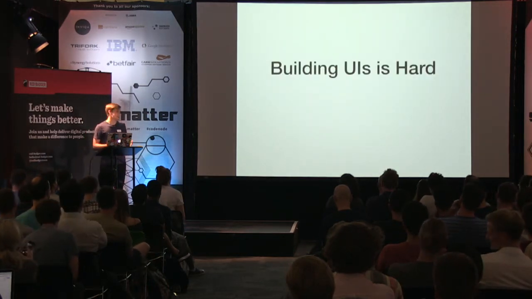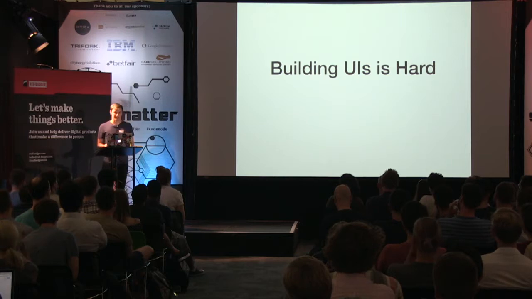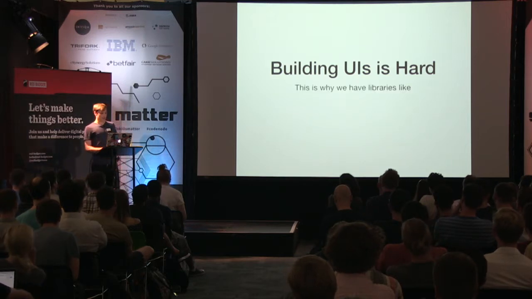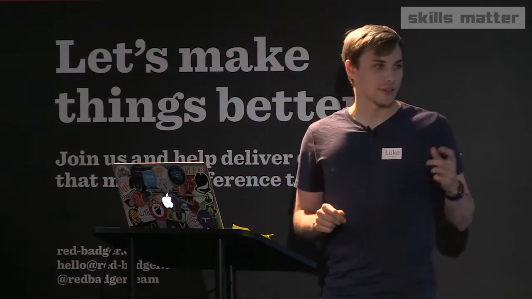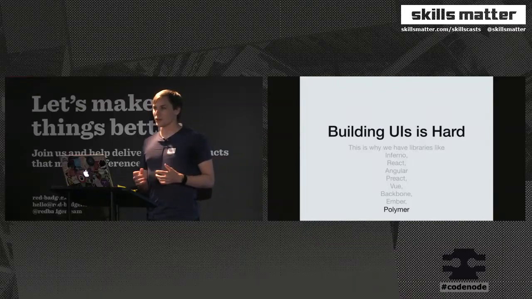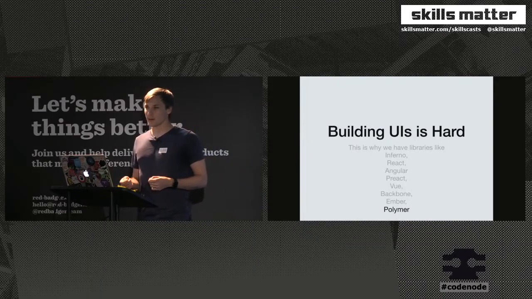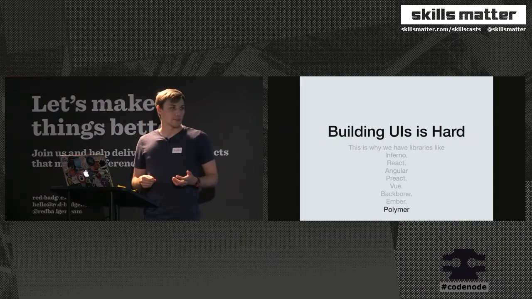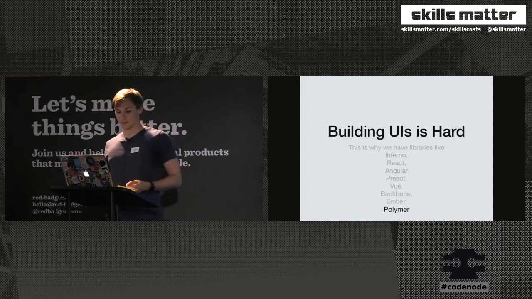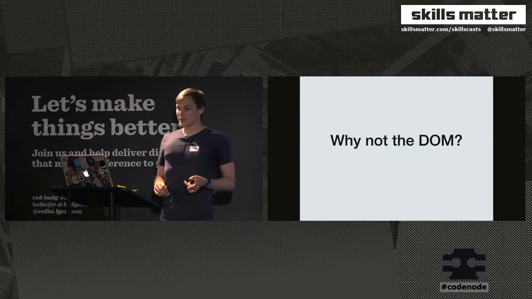So I think we all agree that building UIs has been really hard, and that's why we have React. We've got libraries like Inferno, React, Angular, Preact, Vue, Backbone, Ember, and the one that caught my eye was Polymer, because whilst all of the libraries above have their own way of abstracting the DOM, Polymer builds on using the DOM. That's what JSX is about. And it's about what all of those libraries are about, making building UIs a bit easier. But why don't we still use the DOM?